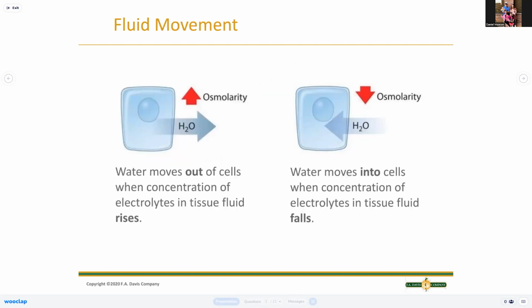Next page, 408, there's a discussion about osmolarity. Don't stress about osmolarity too much. Basically, osmolarity is talking about concentration.